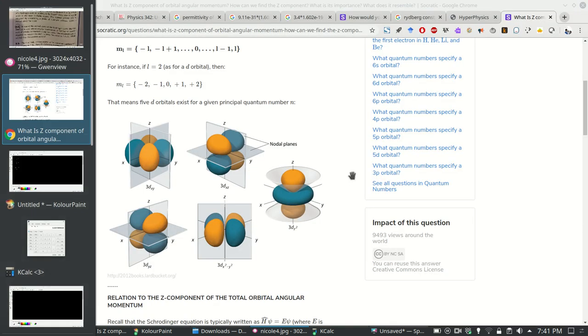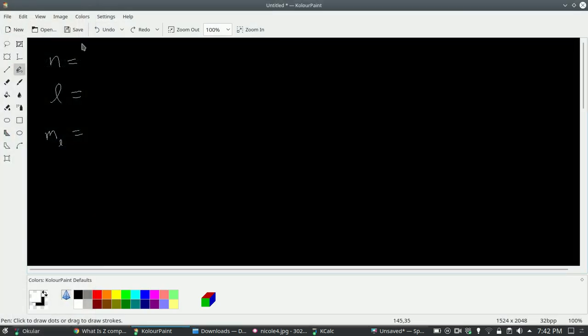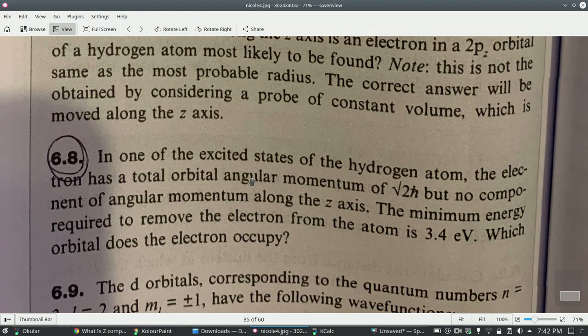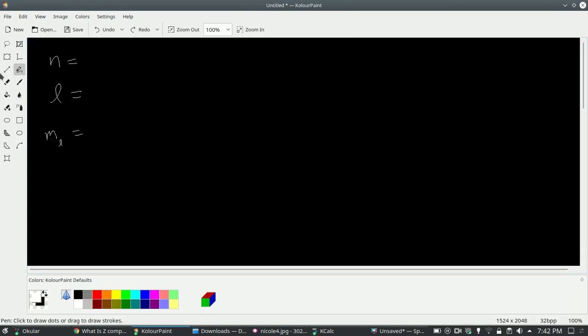Let's write some stuff down. So n is going to be the energy. It's going to determine the energy. So they have given us an energy here, 3.4 electron volts. Now I prefer joules. So I'm going to immediately convert this to joules.